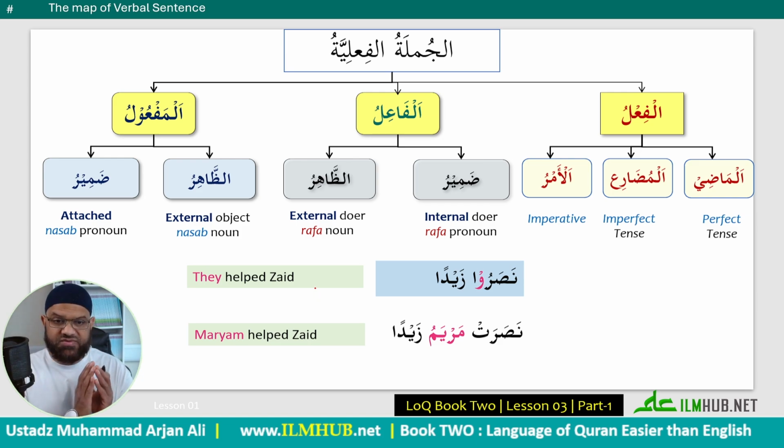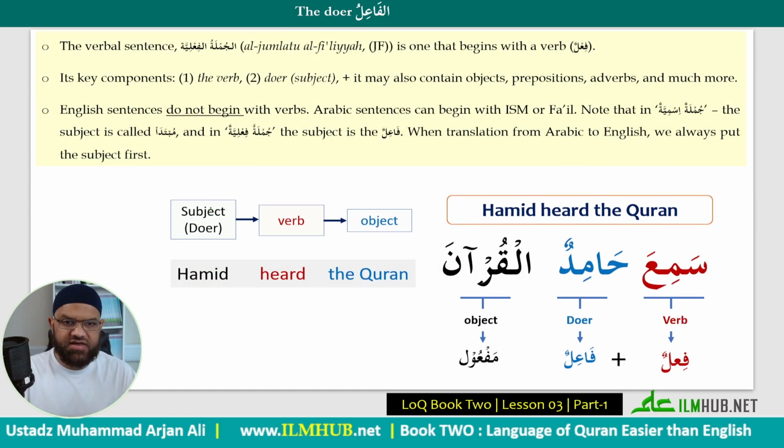So we're going to look at the two types of doer, either the pronoun or the noun coming after the verb, which expresses the doer of the action mentioned in the verb. So this is what this lesson is primarily about. On the screen, we have the English structure on this side. English, of course, stating the obvious, goes this way, Arabic goes that way.